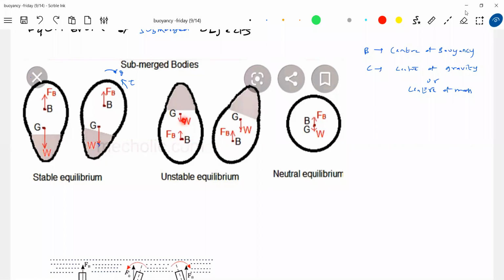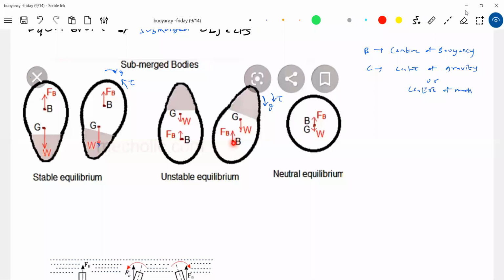Okay, in this case, now you see that one. If I give a slight tilt, then how will the torque act? In the same direction. Let's assume that above the center of gravity, the buoyant force will set up the torque. So how will the torque be? Clockwise. Able to analyze?